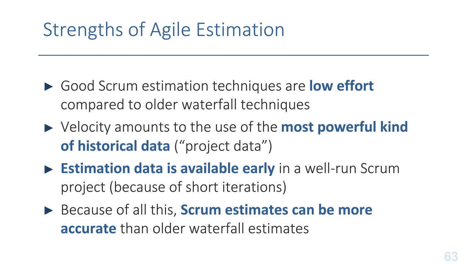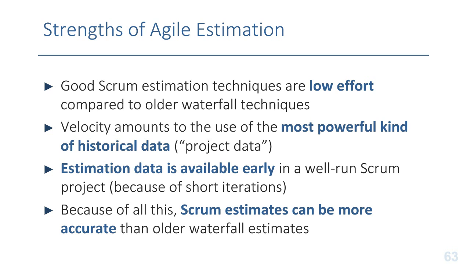Furthermore, because a well-run Scrum project is going to have short iterations, and if it's a high-fidelity Scrum implementation, is going to be driving to a potentially releasable level of quality at the end of each iteration, we get estimation data available early. After 2 or 3 iterations, we should have really reliable velocity information that we can then use to project the rest of the project with high confidence. And for all these reasons, we actually have way more capability for Scrum estimates to be accurate than we ever got in the older waterfall days.